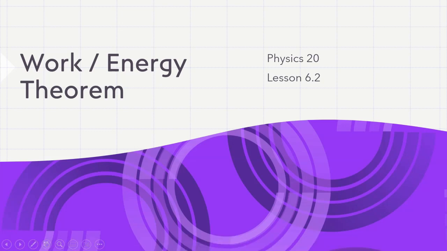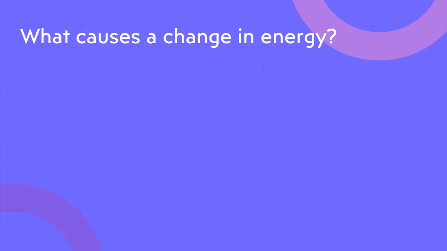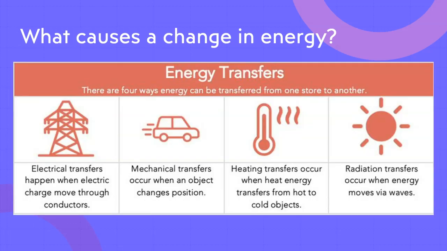Welcome to Physics 20 Work Energy Theorem, Lesson 6.2. And the first thing we're going to be taking a look at is what causes a change in energy. Now, a change in energy can happen in one of four ways, specifically the energy transfers. Hopefully you remember in past courses, we've taken a look at energy transfers.